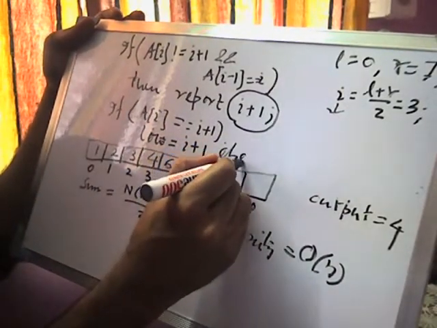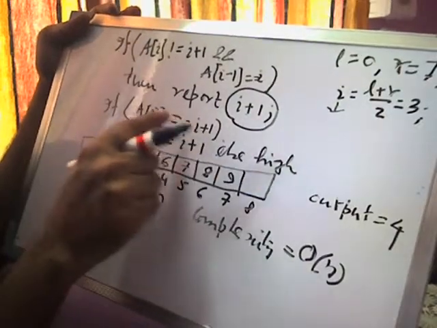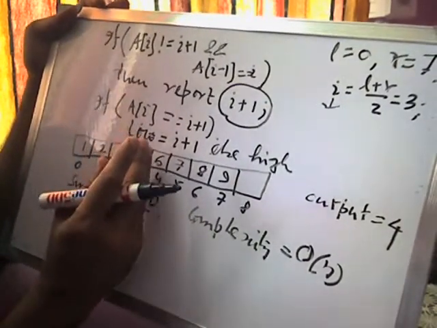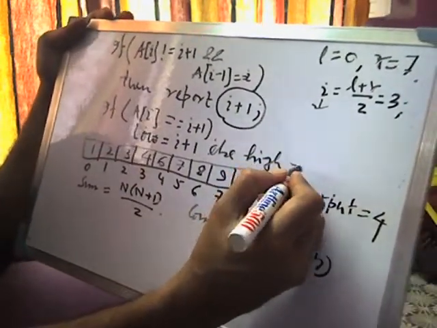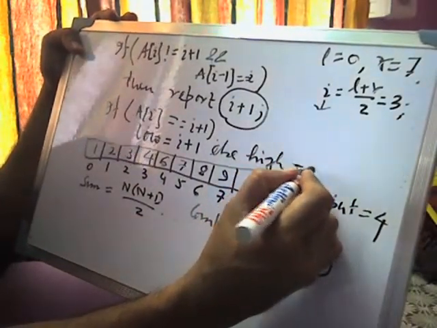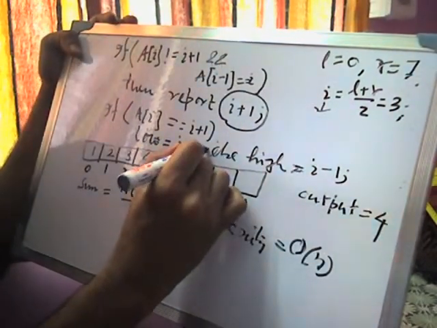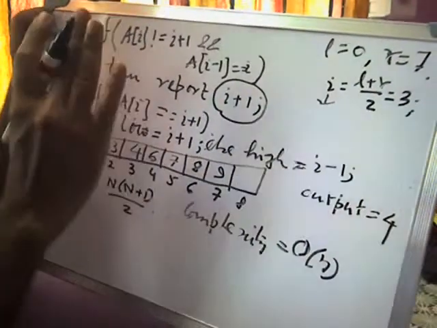In the else case, if A[I] is not equal to I plus 1, there is a gap. That means definitely the missing number will be on the left sub list. Then high will be reassigned to I minus 1. Am I clear? Yes, high is I minus 1. So this is the idea.